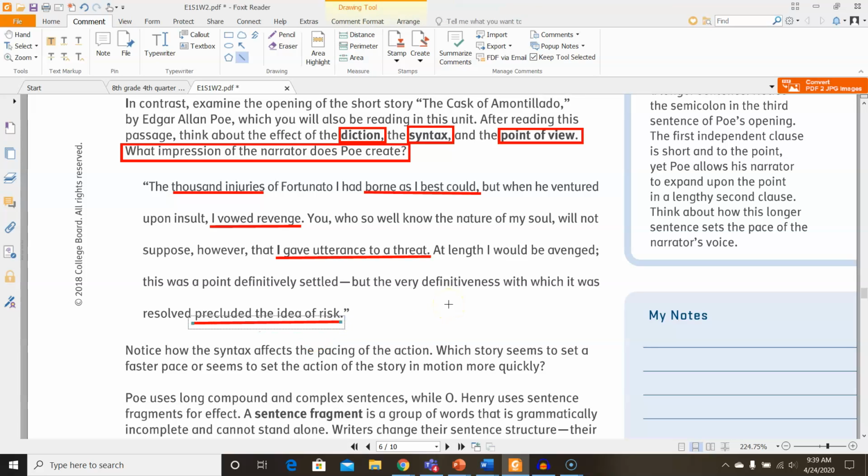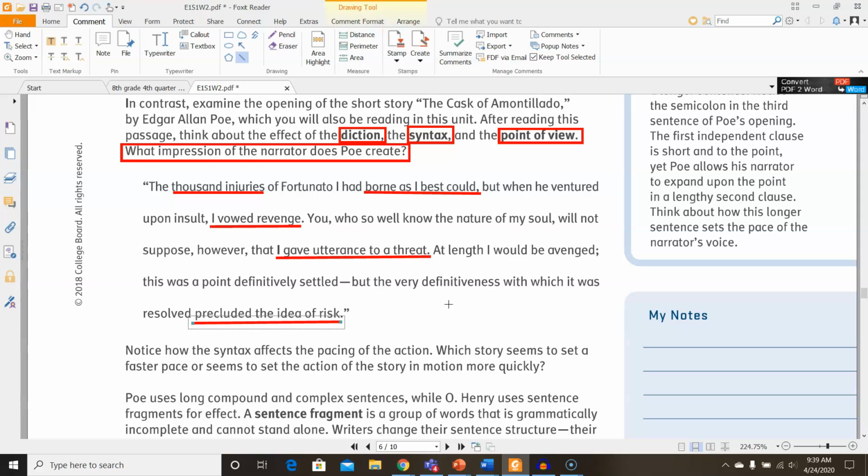So, we know several things about this narrator based on how Poe is writing. He's using pretty lengthy sentences. He's using some compound sentences, as well as compound complex sentences. He's using sentences that have different modifiers. That's what's going on with the syntax. And the point of view is a first-person point of view. We're hearing from the narrator themselves about what they're going to do to this man, Fortunato.